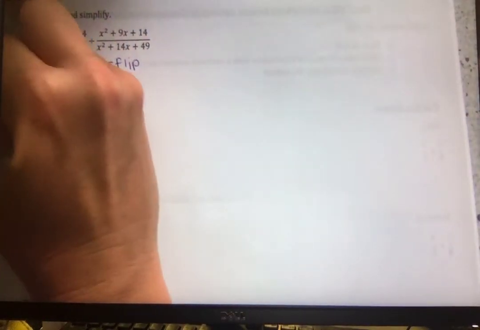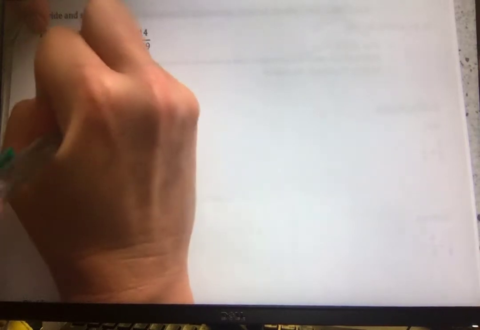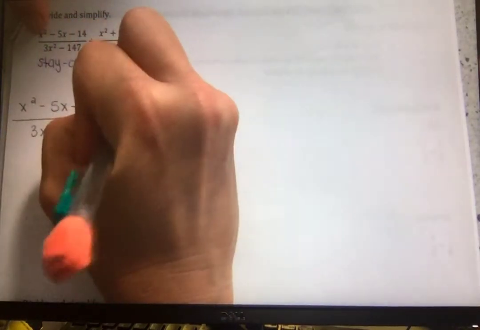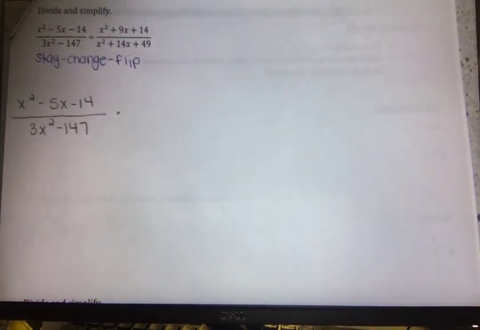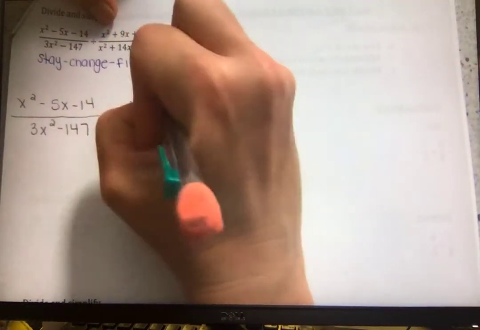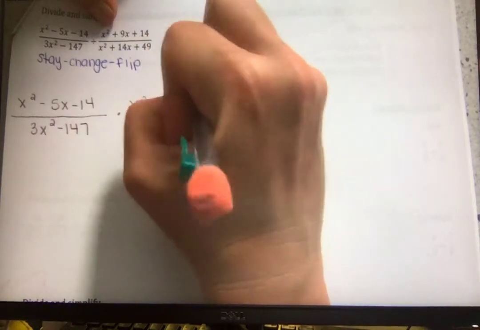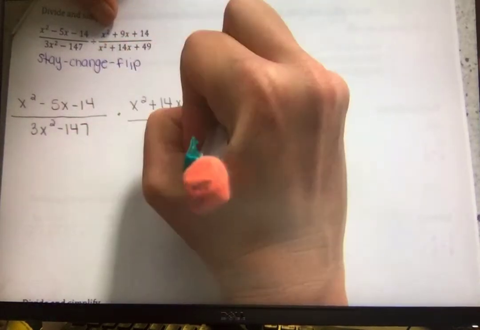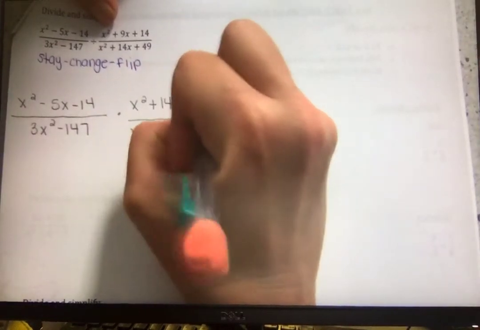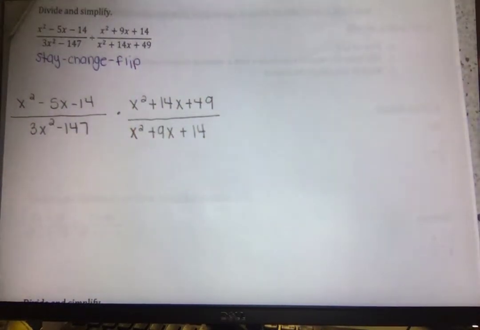A is 1, B is negative 5, C is negative 14. So two numbers that multiply together to give us A times C, which is negative 14, and the same two numbers add together to give us negative 5, which is B: negative 7 and positive 2. Negative 7 times positive 2 is negative 14. Negative 7 plus 2 is negative 5. Because A is 1, I can go straight to my factors of x minus 7 times x plus 2. So that one's done.